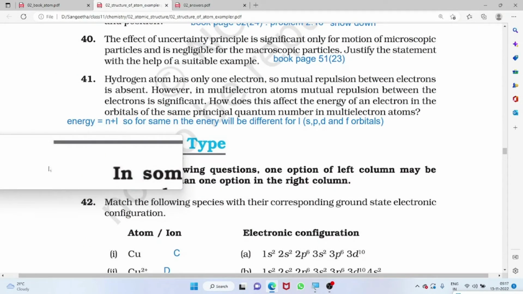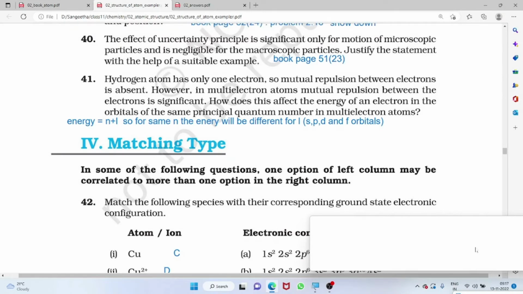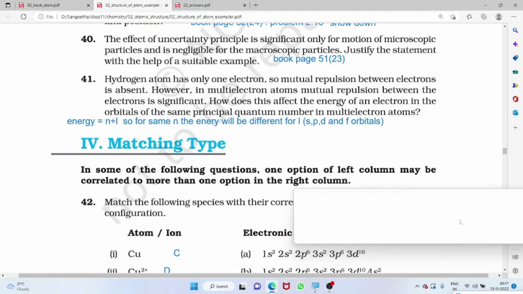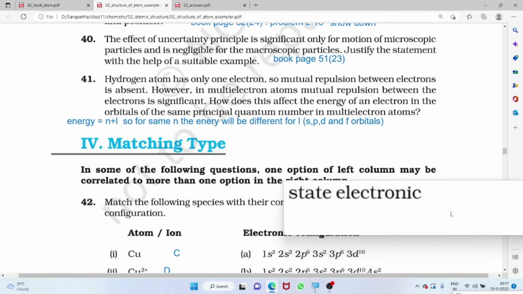Hydrogen atom has only one electron, so mutual repulsion between electrons is absent. However, in multi-electron atoms, mutual repulsion between the electrons is significant. How does this affect the energy of an electron in the orbitals of the same principal quantum number? For the same principal quantum number, the energy will depend upon the l. So the energy depends on n plus l. So l can be s, p, d, f.